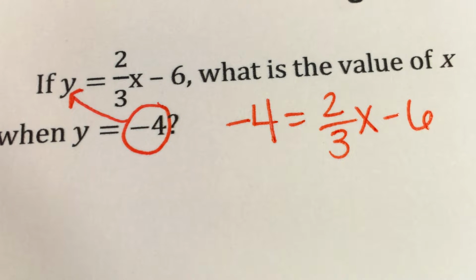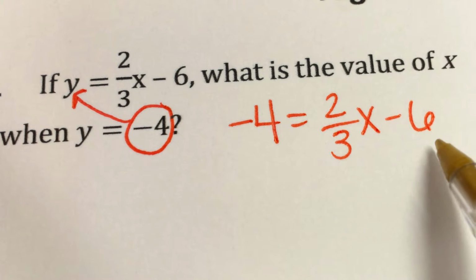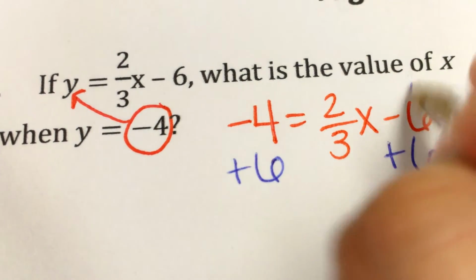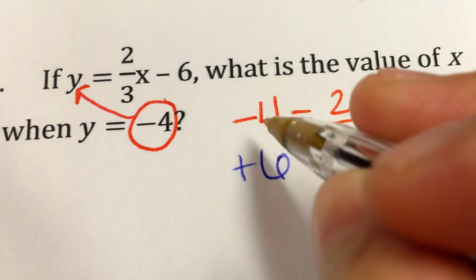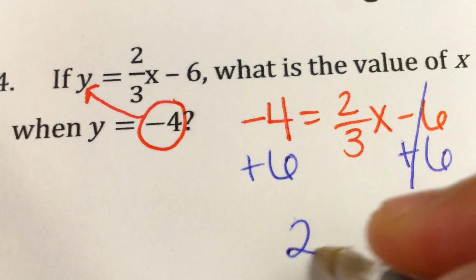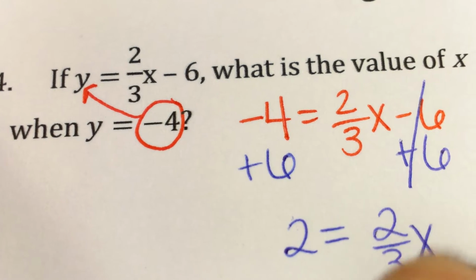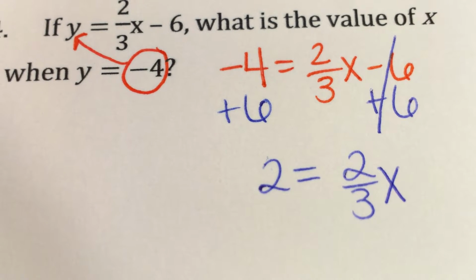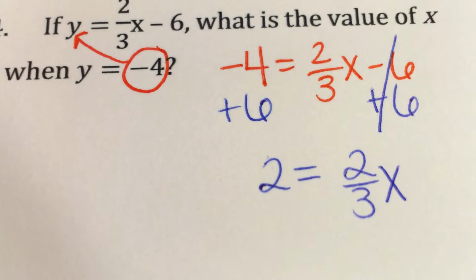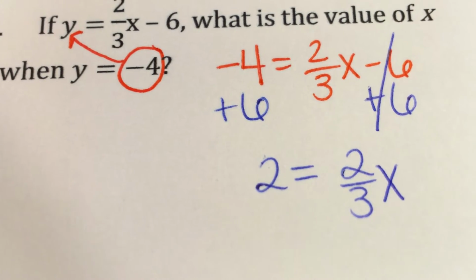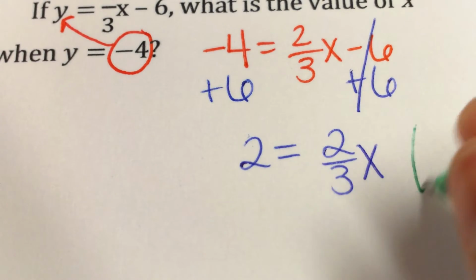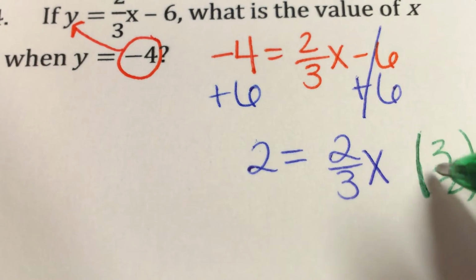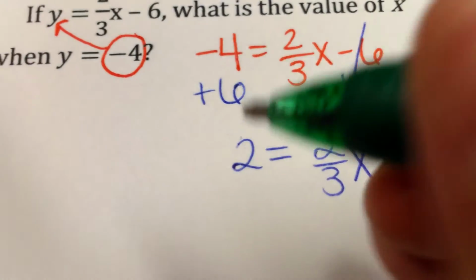And we solve for x. We need to get rid of this minus 6 by adding 6 to both sides. So negative 4 plus 6 is 2. And there we go again, having that fraction. So we have to get that fraction to equal 1. And we do that by multiplying by the reciprocal. So the reciprocal of 2/3 is 3 over 2. And it's positive because a positive times a positive gives you a positive, which is what we want. We want a positive x.